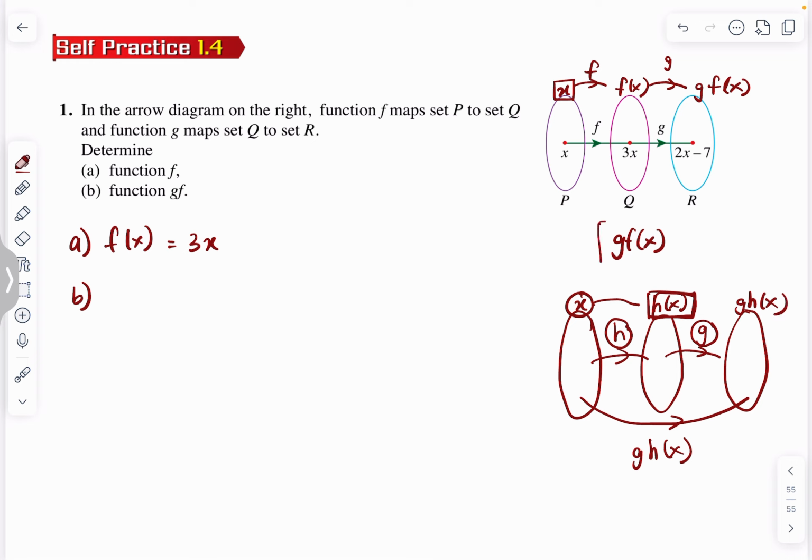They're asking us to find g(x). g(x) is simply the function that relates this to this. So it will be 2x minus 7. That's it.